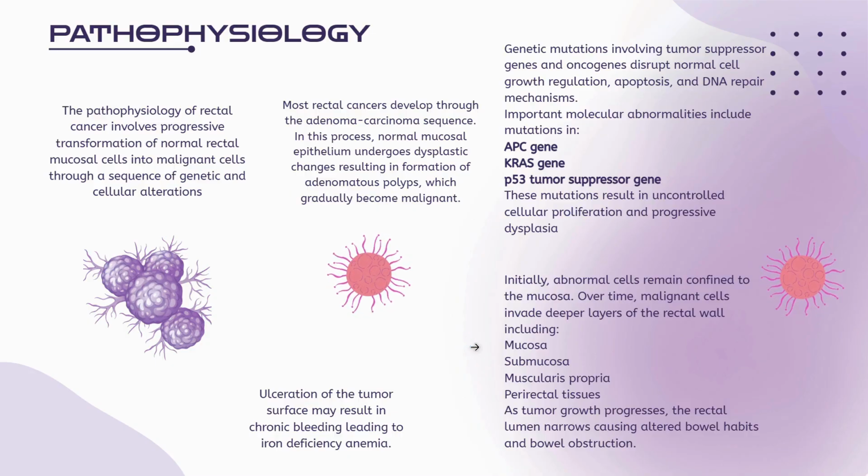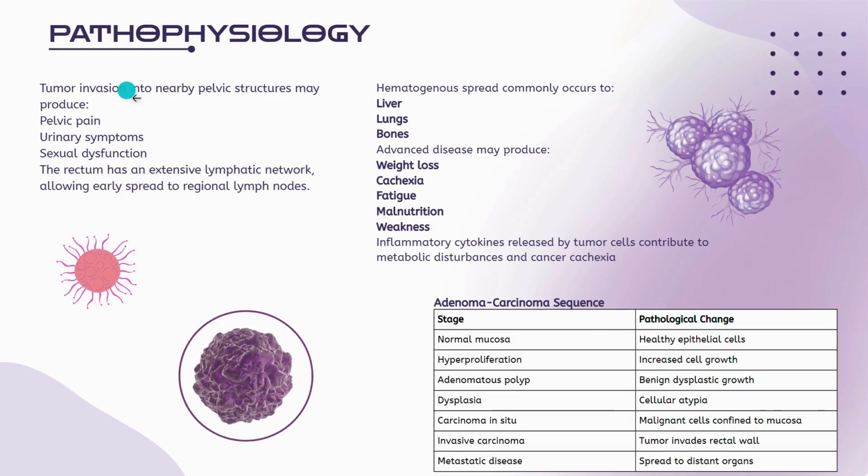Submucosa, muscularis propria, perirectal tissues. As tumor growth progresses, the rectal lumen narrows, causing altered bowel habits and bowel obstruction. Tumor invasion into nearby pelvic structures may produce pelvic pain, urinary symptoms, sexual dysfunction. As the rectum has an extensive lymphatic network, it allows earlier spread to regional lymph nodes. Hematogenous spread commonly occurs to the liver, lungs, bones, and advanced disease may produce weight loss, cachexia, fatigue, malnutrition, and weakness.